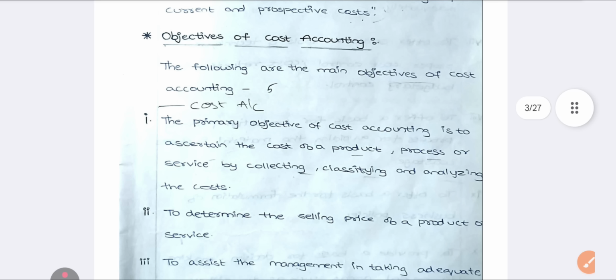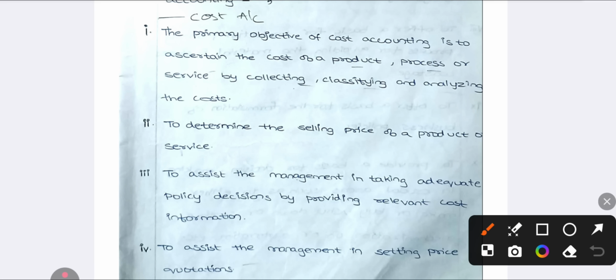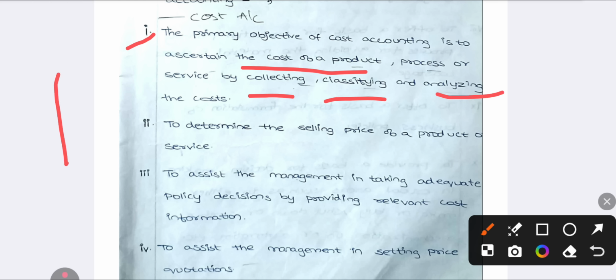So what are the objectives of cost accounting? The first objective, the primary objective of cost accounting, is to ascertain the cost of the product. Means you need to collect the costs, you need to divide them, you need to analyze how much. If you want to produce a pen, how much cost it includes is important.